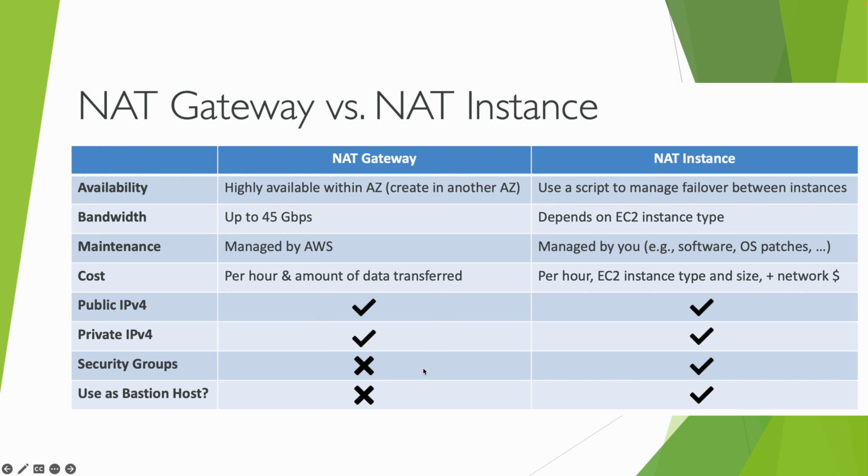When you come to security groups, for NAT gateway you don't need to create any security groups. You just create it and AWS will manage the security groups. But for the NAT instance, we need to create a security group and allow that security group to the private subnets. And as for Bastion host, the NAT gateway cannot be used as one. But as we are creating the NAT instance in the public subnet, and it is an EC2 instance, we can use it as a Bastion host.